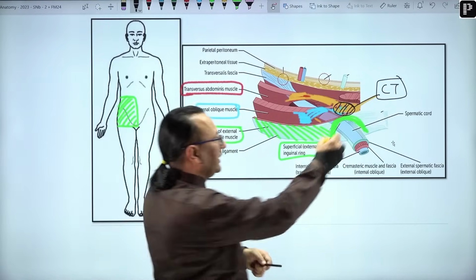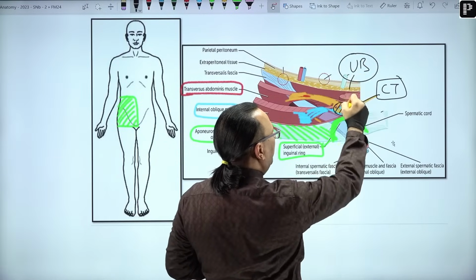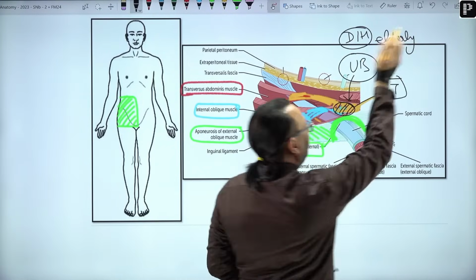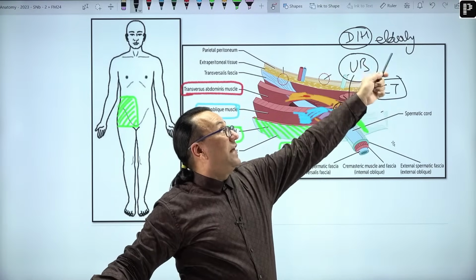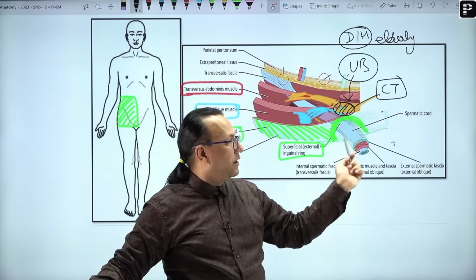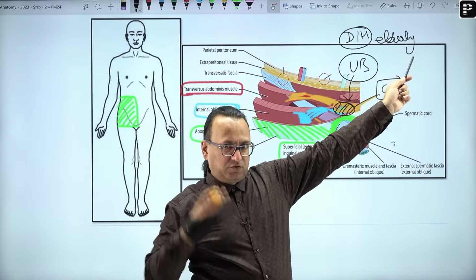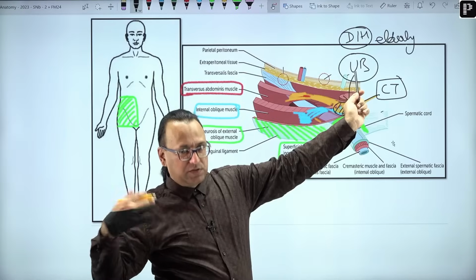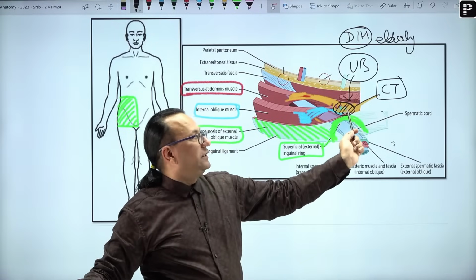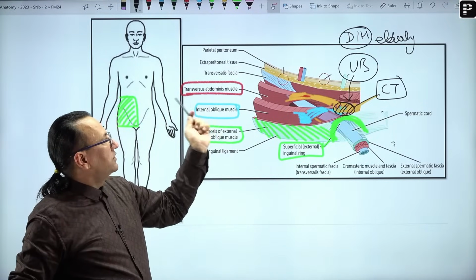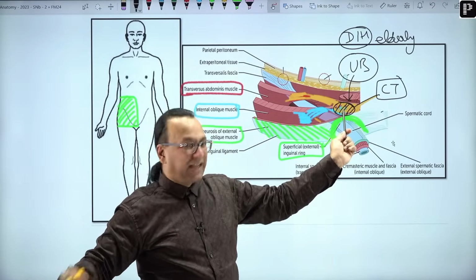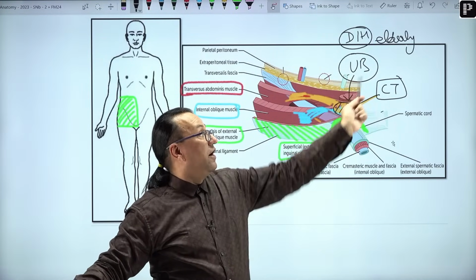And it is important because it prevents any viscus, say the urinary bladder, from protruding out, preventing direct inguinal hernia, which is more common in elderly patients. In elderly patients where abdominal tone is less, the urinary bladder may undergo direct herniation, which is prevented by this conjoint tendon. So conjoint tendon, which is two muscles together, namely internal oblique and transversus abdominis, prevents the urinary bladder from moving further into the inguinal canal. They are preventing the direct herniation of the urinary bladder.